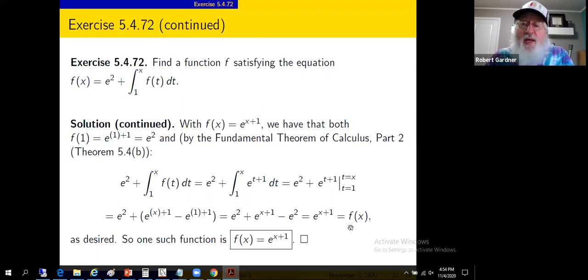So indeed, we have f of x equals this particular integral, like we were wanting, and that works for e to the x plus 1. Does it work for anything else? That wasn't the question. Well, we found a function that satisfies these conditions. There could well be other functions that satisfy these conditions.